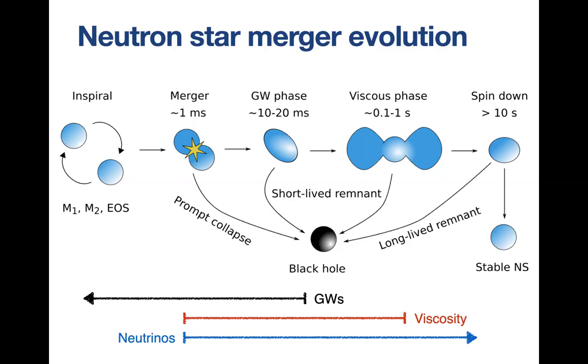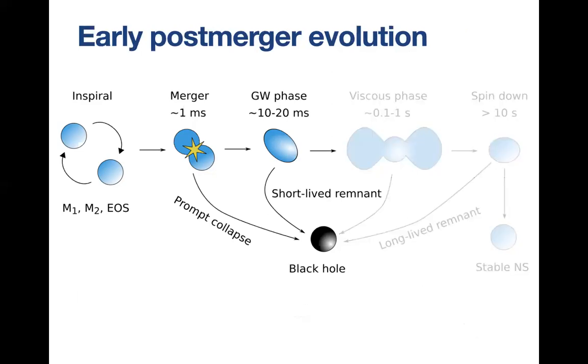Viscosity. When I say viscosity, most often we mean the effective viscosity due to MHD turbulence in the remnant, not the microphysical viscosity, although that may also be important. And neutrinos, the emission and absorption of neutrinos coming from this hot remnant and into the accretion disk. So let me start with the first, early post-merger evolution.